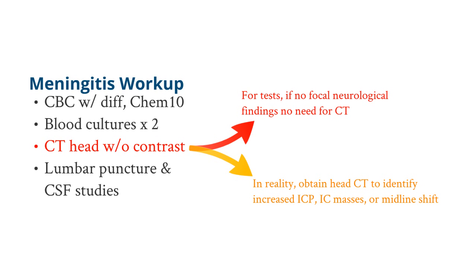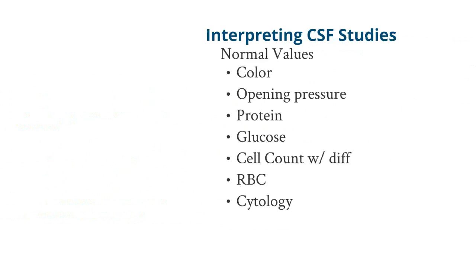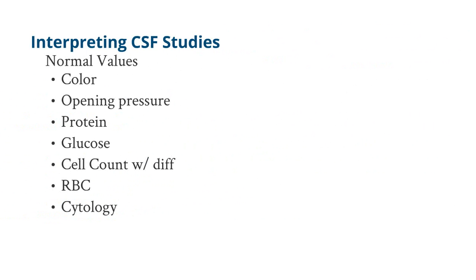So in reality, obtain the head CT, then do the lumbar puncture. In addition, you also want to get, like I said, a lumbar puncture, but obtain appropriate CSF studies. And we'll go over which CSF studies you should get and in which situations to make sure that you're ordering the appropriate tests. So here we'll go over the different tests and their values and how to identify the different types of meningitis based on these tests.